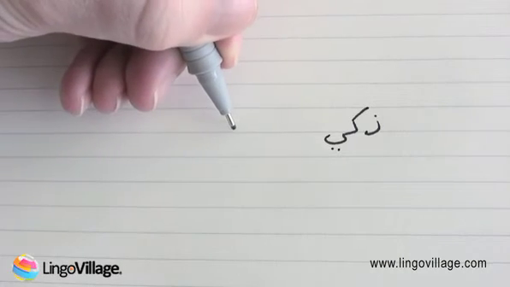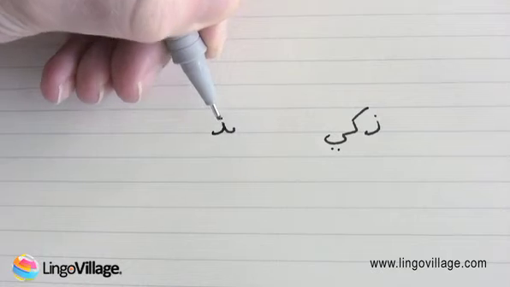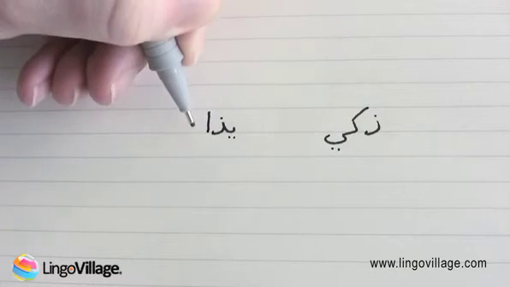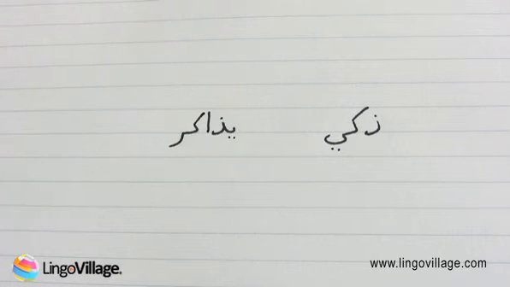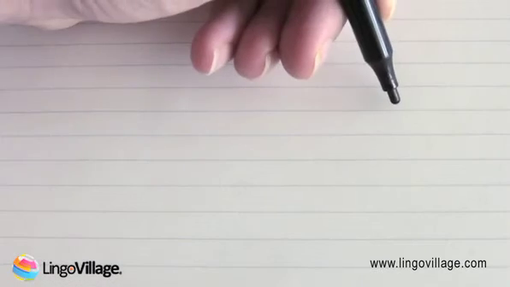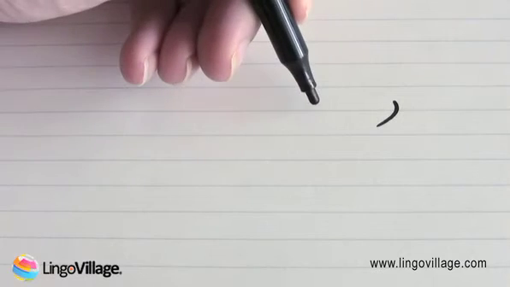Next we'll look at zal in its medial position, which incidentally, of course, looks the same as it would in its final position. The word is yizakir. Yizakir means he studies. The next letter we'll look at is ra.